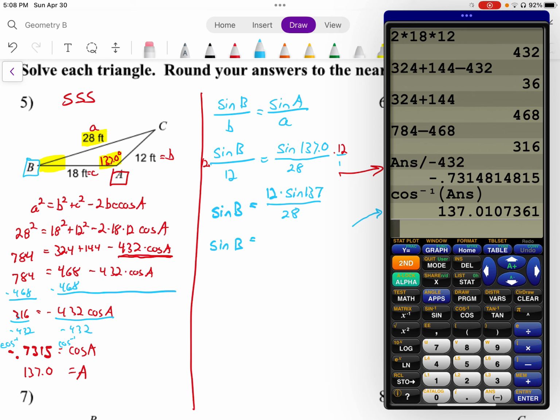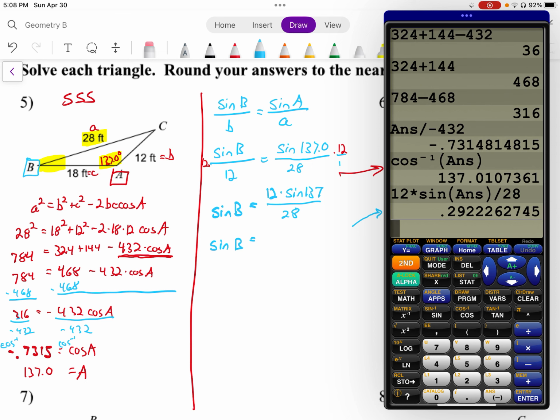So sine of B equals 12 times, that's wrong, not times my previous answer, times the sine of my previous answer, divided by 28. And we get 0.2922. Go to at least 4 decimal places, not 3, not 2, and definitely not 1. So now we do the inverse sine of both sides.